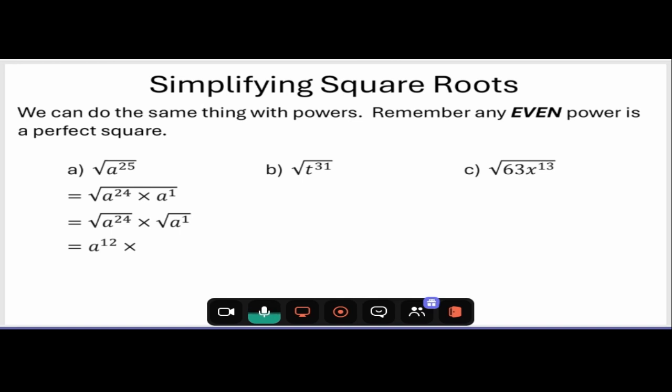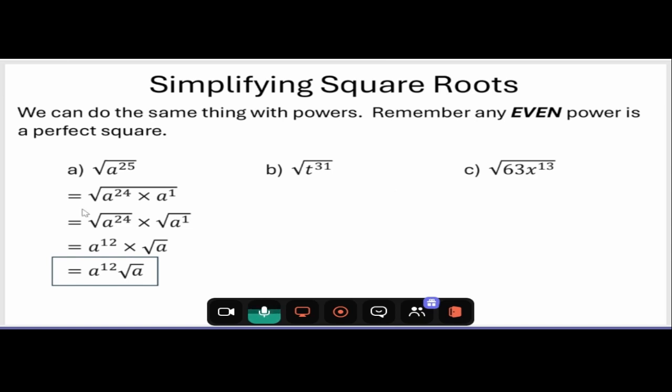And that a to the 1 over there, we can't do anything with that. We normally don't bother to write a power of 1, right? If we have a to the 1, we'll just write it as a. So there's our final answer, a to the 12 times the square root of a. So yeah, give B a try. You're on your own. I'll give you a minute.